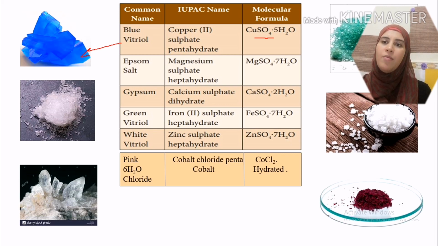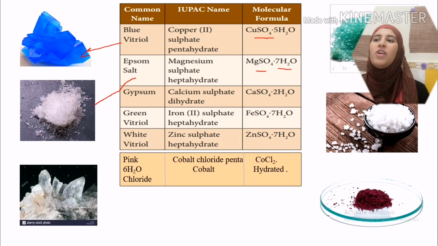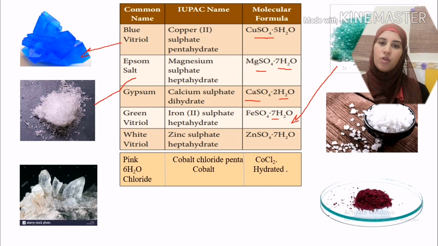We have magnesium sulfate, hydrated magnesium sulfate. Each one molecule of magnesium sulfate contains 7 molecules of water. We have gypsum, which is hydrated calcium sulfate. Each one molecule contains 2 molecules of water. They are really great crystals. We have green crystals of ferrous sulfate. Each one molecule contains 7H2O. We have white zinc sulfate crystals, and at last we have pink cobalt chloride.